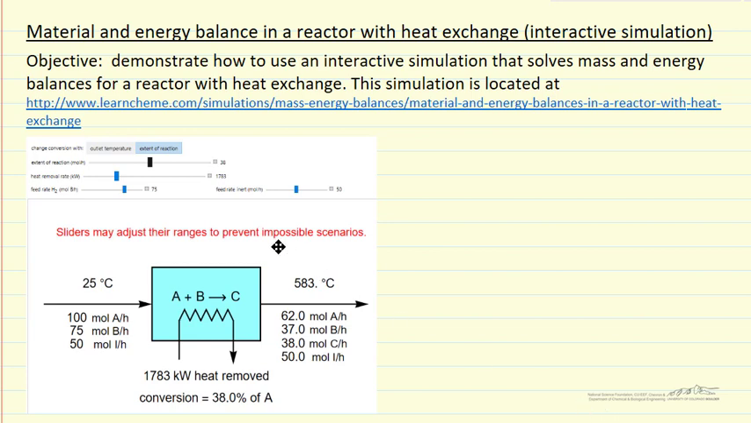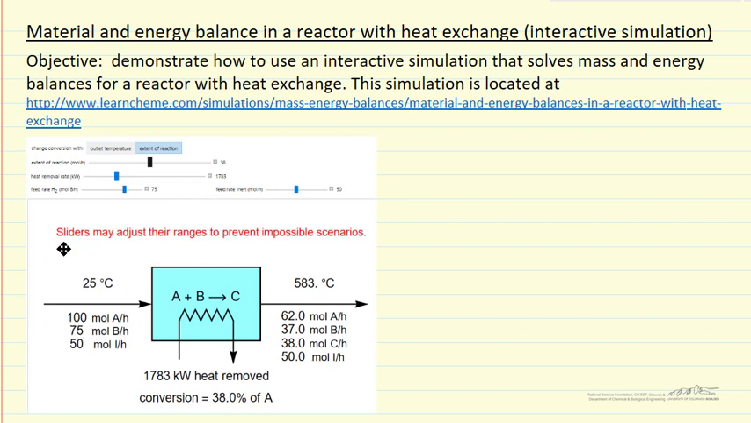What we're doing is fixing either the extent of reaction or the outlet temperature by clicking on one of these two buttons. If we have the extent of reaction selected, then this slider allows us to pick the value of the extent of reaction, but we're limited. For example, the extent of reaction is how many moles per hour of component A reacts. If the reaction is A plus B goes to C, we can't have the extent of reaction larger than 75 moles per hour because that's the feed rate of B.